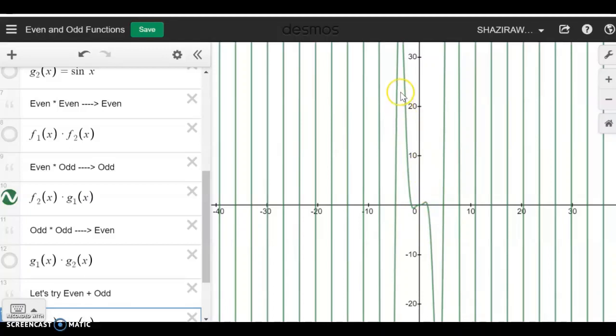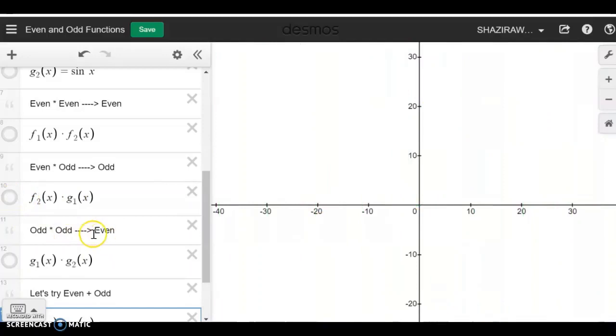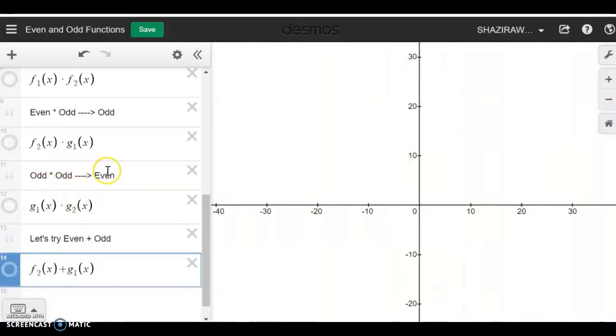So if it were symmetry about the y-axis, then this line here is supposed to be here, but it's not in this case. Okay, so that's the even times odd will be odd. Odd times odd will be even. So this one, odd and odd will be even.